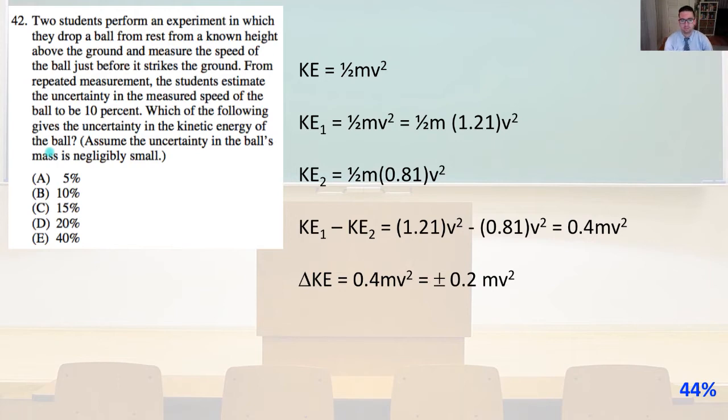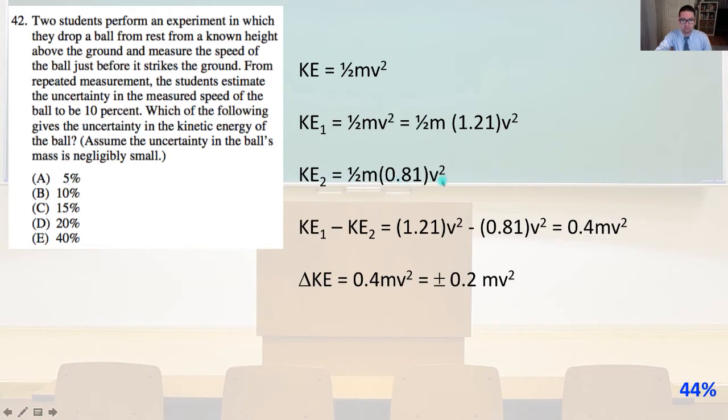So we know the kinetic energy is going to equal 1/2 mv squared. So the kinetic energy KE1 is going to be 1/2 m times the quantity 1 plus 10%, that's 1.1, squared. 1.1 squared is 1.21. So 1.21 times v squared. KE2 is going to be 1/2 m. And now let's do, instead of plus 0.1, minus 0.1. So we're going to have 0.9 of the velocity. So 0.9 times 0.9 is 0.81.